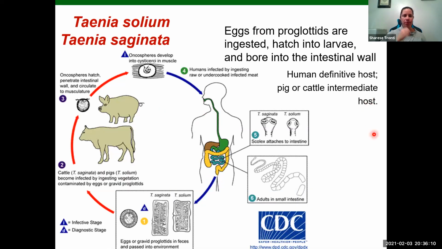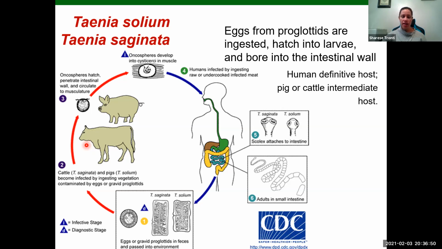All right, here's an example. This is the tapeworms Taenia solium and Taenia saginata, which can occur in pigs and cows. So we have an infection in a human. The tapeworm is in the intestinal gut, and the proglottids are producing eggs. Those eggs are excreted in the feces, where they're then ingested by either a pig or a cow.